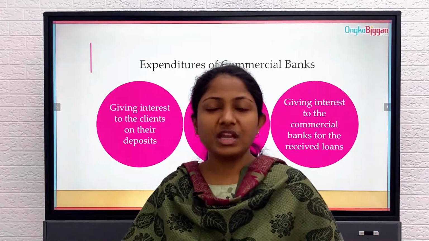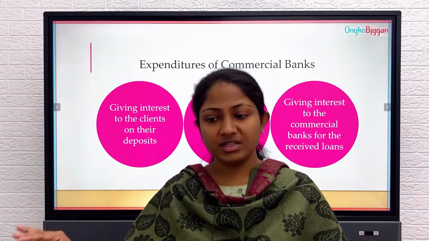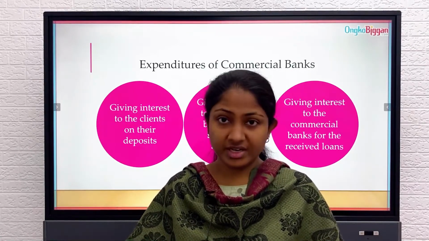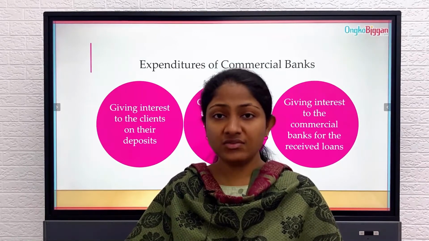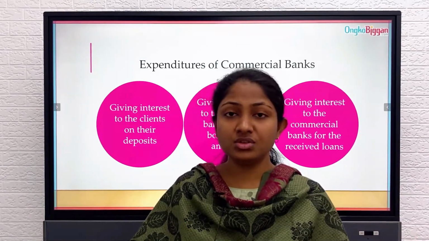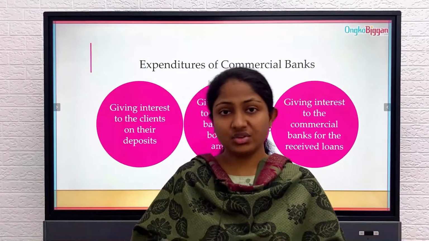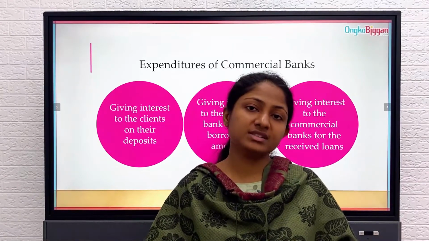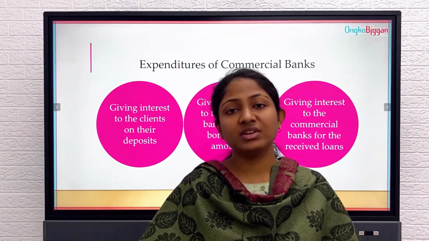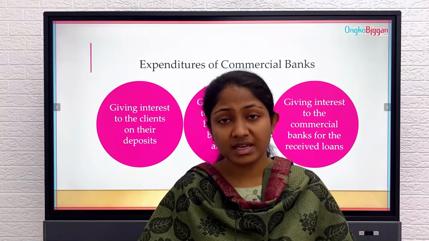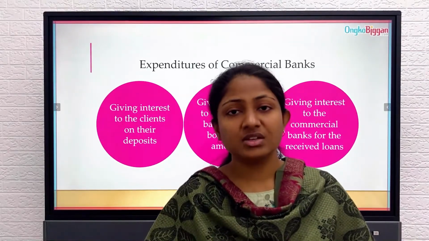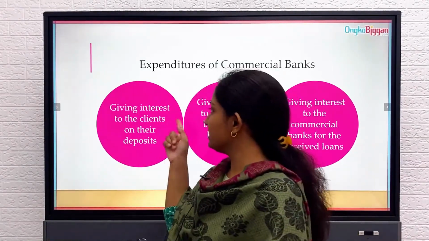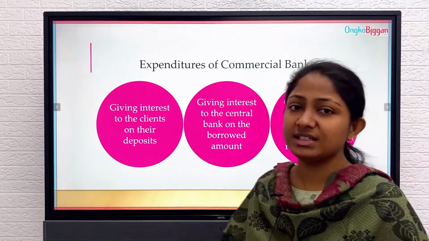For example, you want to deposit a certain amount of money to the bank, so you don't want your money in the bank idly, right? So what will you do? You are giving the bank the chance to use your money in another sector, so in return you are expecting some kind of extra income, which will be called the interest rate. Since you are giving the opportunity to the bank to use your money, the bank will give you an interest rate. So this interest rate will be the expenditure for the bank. That is why it is saying giving interest to the clients on their deposits.